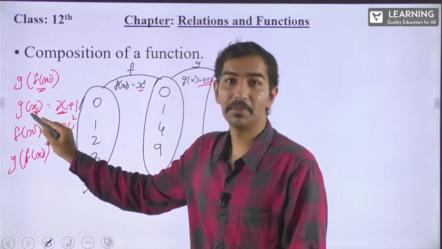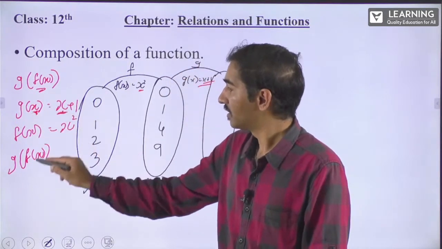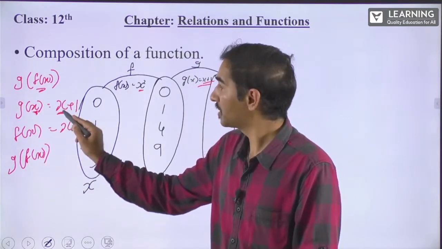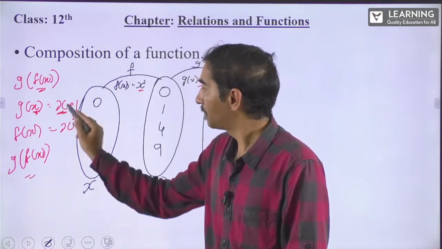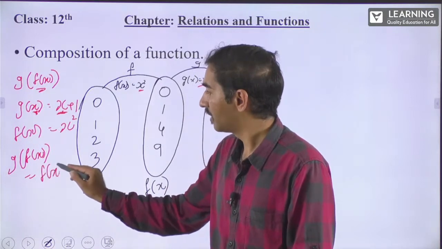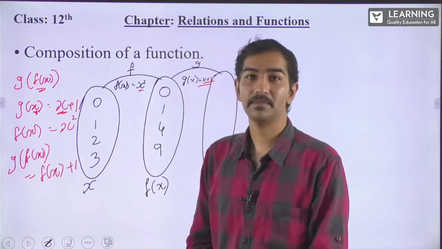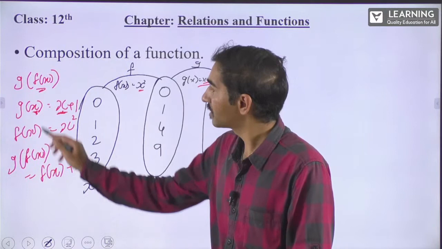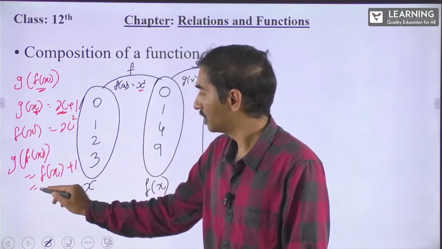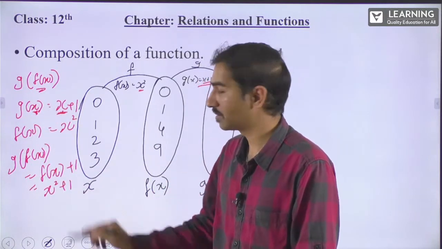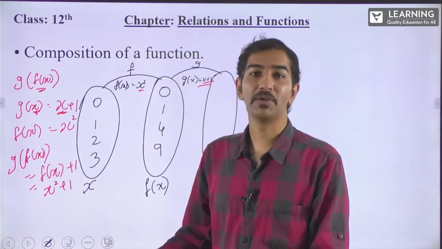Now if I have to write g of f of x, here I had x in the bracket, so I have written x here. Now I have f of x, so in the place of x, what should I write? In the place of x, we have to write f of x plus 1. Understood? Now what is f of x? f of x is nothing but x square, so that is x square plus 1. So this is nothing but composition of a function.